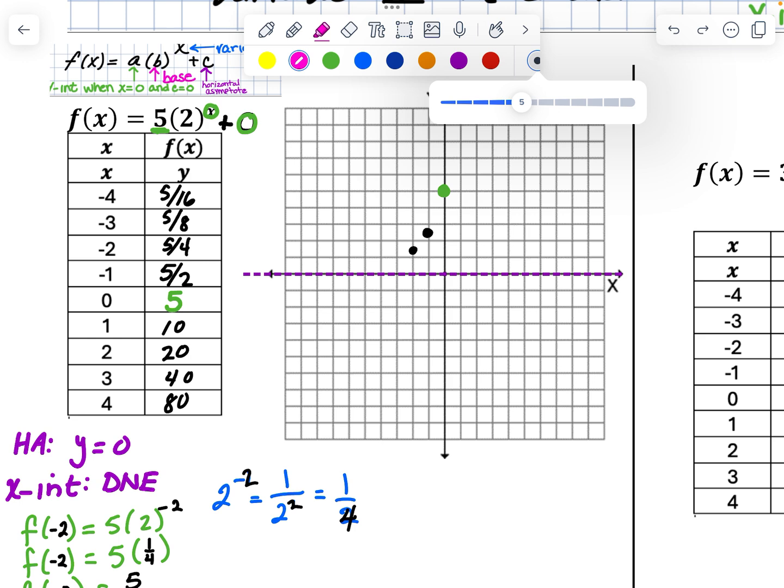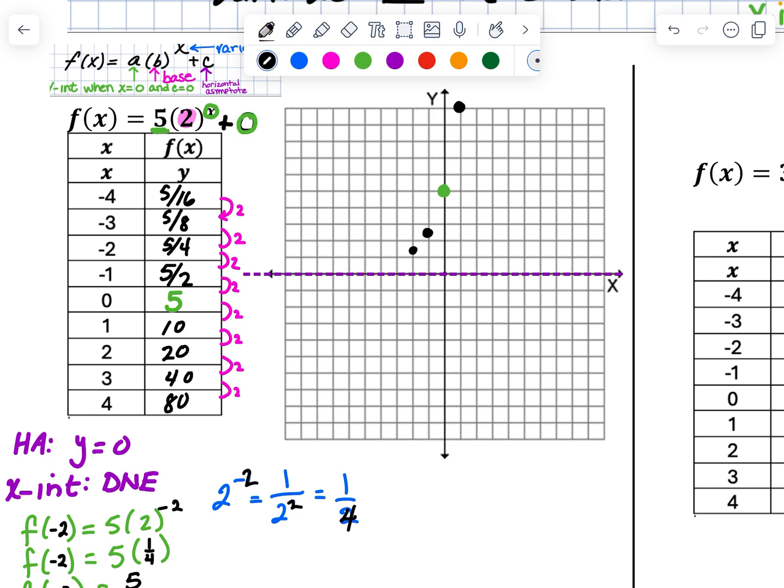This number right here is the number 2, which means all of these things are doubling. If you take this times 2, you get 5/8. If you take this times 2, you get 5/4. Times 2, you get 5/2. Times 2, you get 5. Times 2, you get 10. Times 2, you get 20. Times 2, you get 40. Times 2, you get 80, etc.